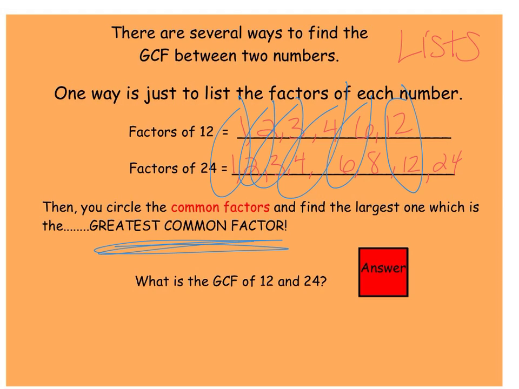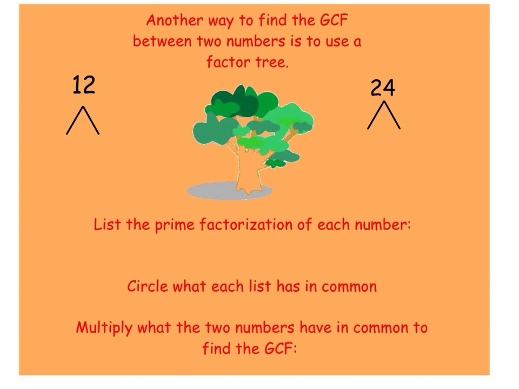The greatest common factor is the largest number. So what is the greatest common factor? 12. That's one method to find the greatest common factor. I do not think this one's the most effective because it takes a while to make the list. But maybe you may prefer this one. Let's go on and look at another method.